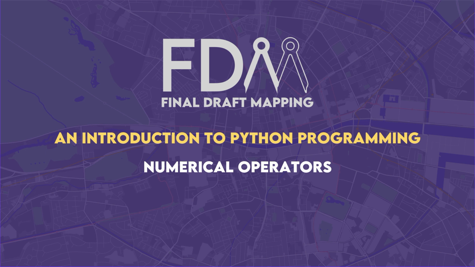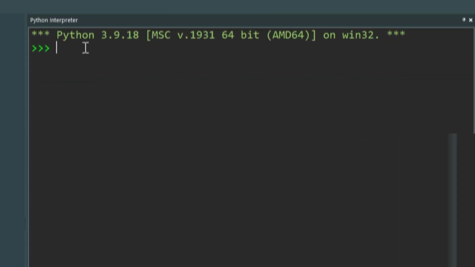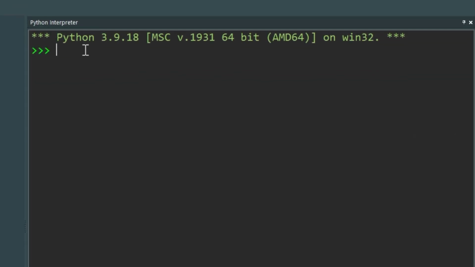Let's head over to PyScripter and take a look at numerical operators. First up is addition. We can simply say 7 plus 5 and hit enter, and we get 12. 7 was our left hand operand, the plus symbol is our operator for addition, and 5 is the right hand side operand, and 12 is our result.